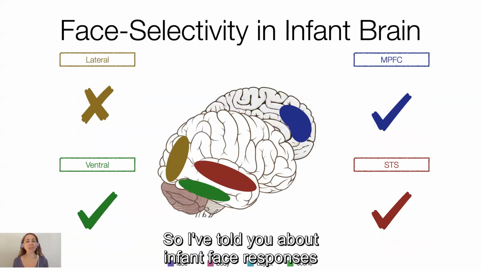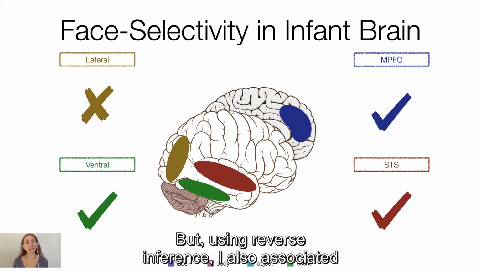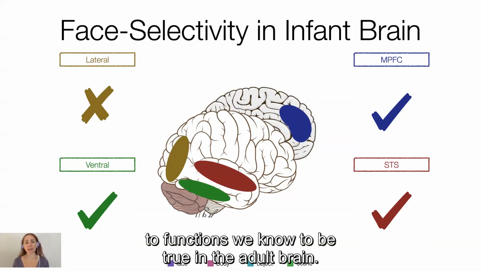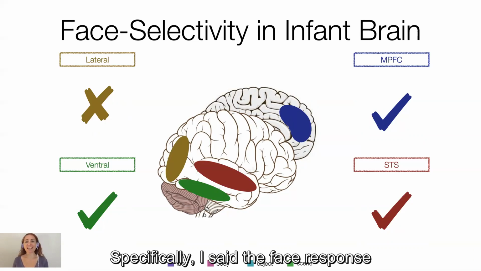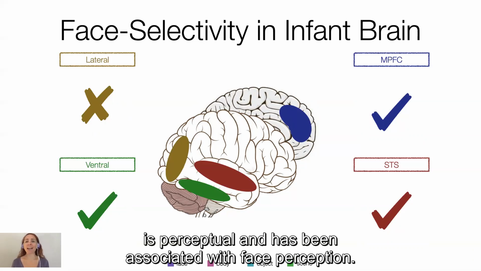All right, so I've told you about infants' face responses in lateral and ventral-temporal cortices, STS, and MPFC. But using reverse inference, I also associated infants' neural response to faces to functions we know to be true in the adult brain. Specifically, I said the face response in lateral occipital cortex is perceptual and has been associated with face part perception.